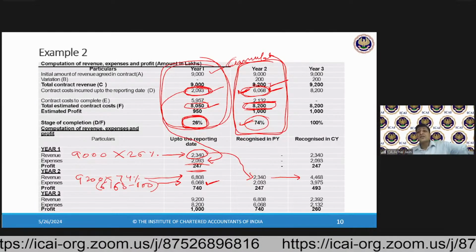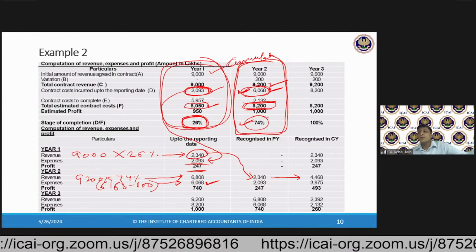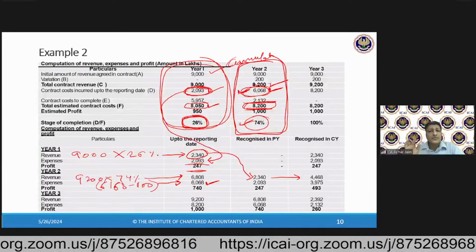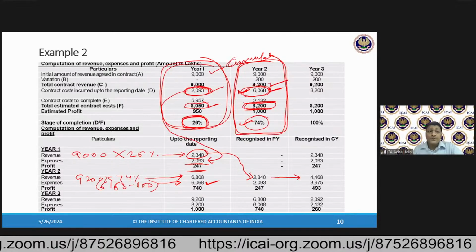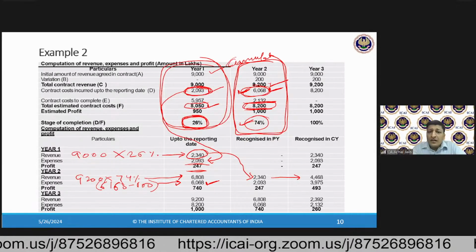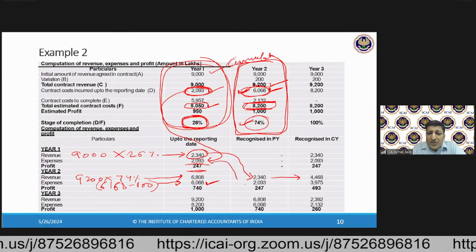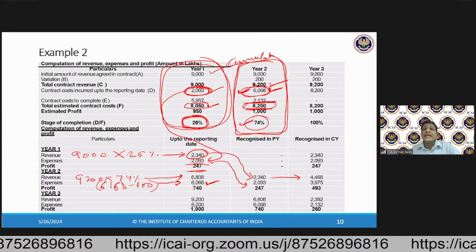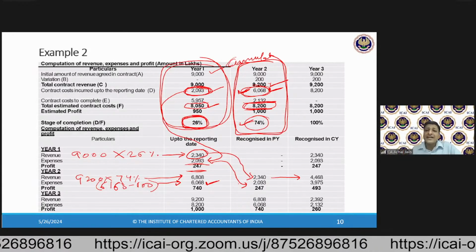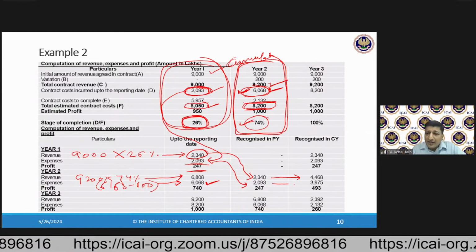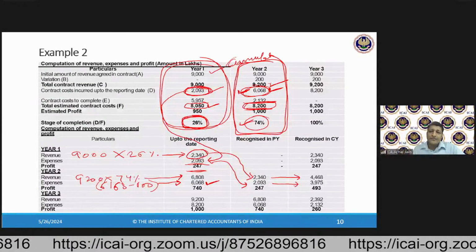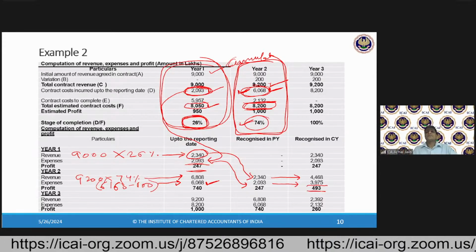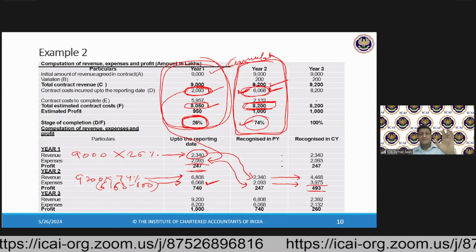Now, where does this 6,068 come from? This again comes from the question itself. Now, in the previous year, 2,093 is the cost which has already been recognized. So what is going to be the cost for this second year? For second year, this will be 3,975. And this will be the profit for second year. Clear on this? Yeah? All right.